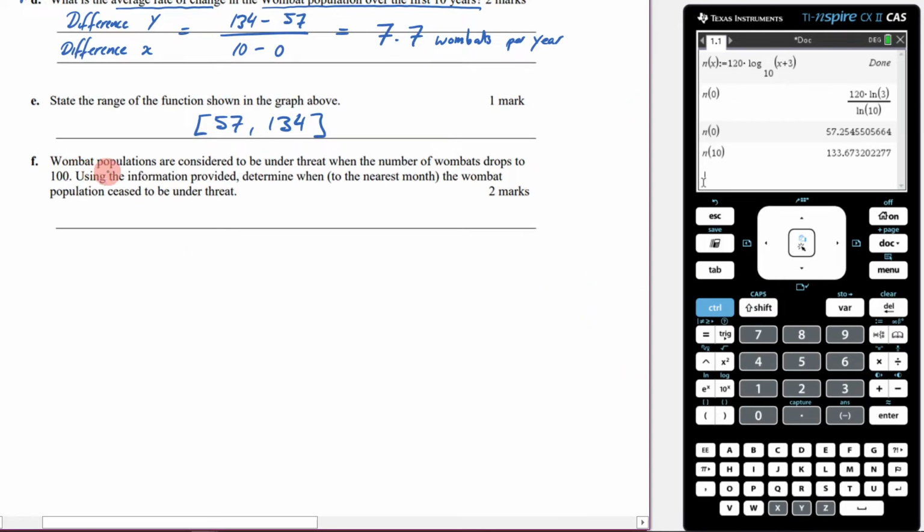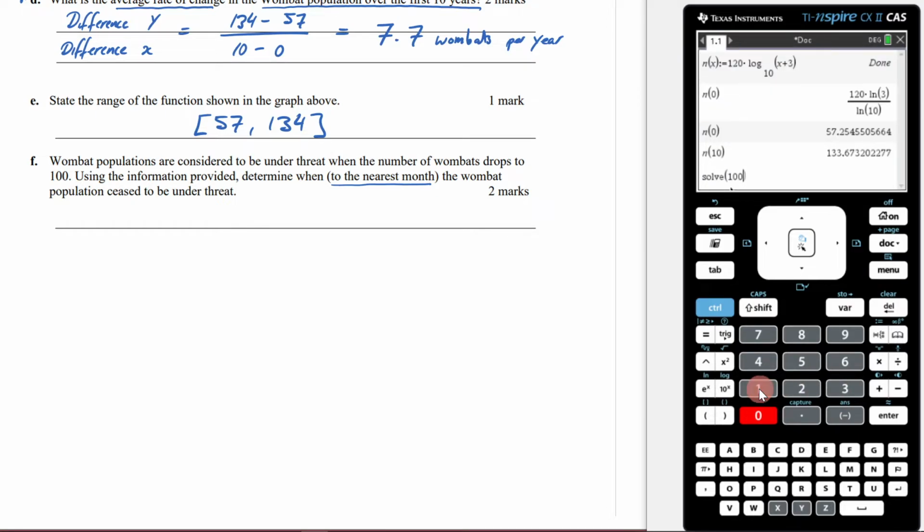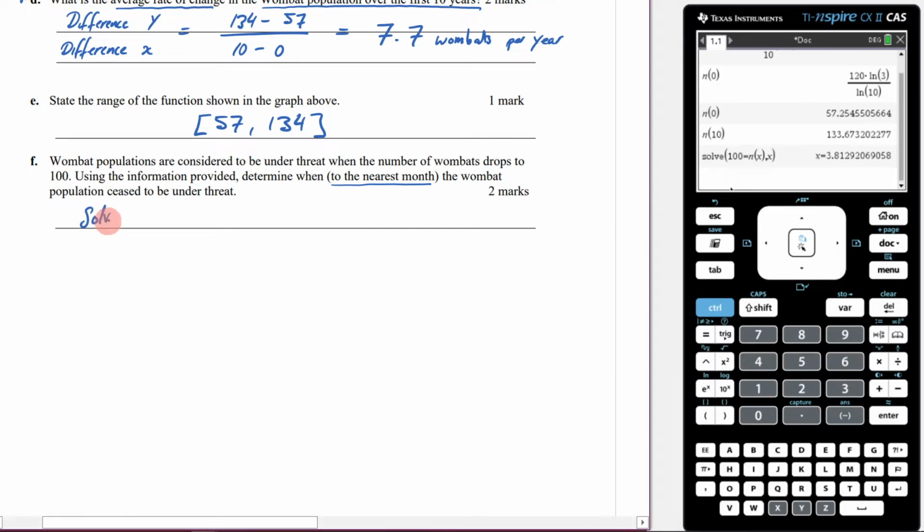Last bit, wombat populations are considered to be under threat when the number of wombats drops below 100. Using the information provided, determine when, to the nearest month, the wombat population ceased to be under threat. Okay, so now we want to go menu 3.1 because we're solving. We want to go 100 is equal to N of X, and we're solving it for X. Let's go control enter here. So when we solve N of X is equal to 100 for X, what we end up with is X is equal to 3.8129.